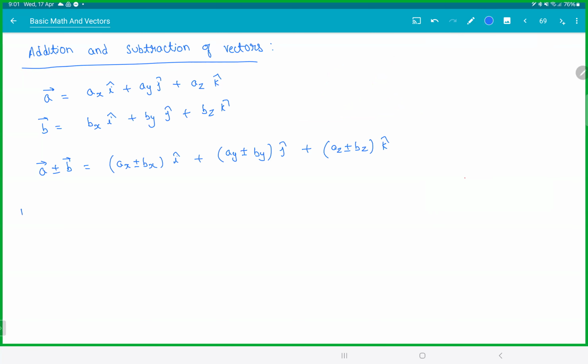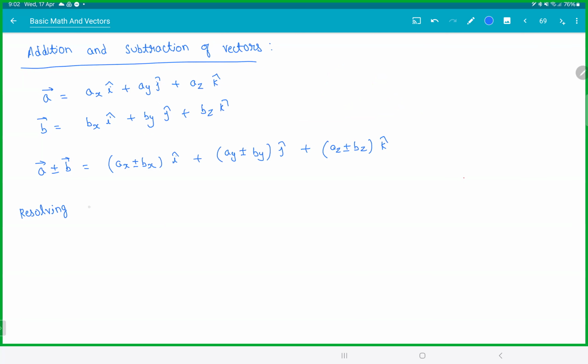Next thing, resolving a vector. This, if you ask me, is one of the most important things in vectors. Not just vectors, in every chapter it comes. Every chapter in mechanics, this is the concept. You resolve a vector into components, and forces. The idea is easy. Applications are good.